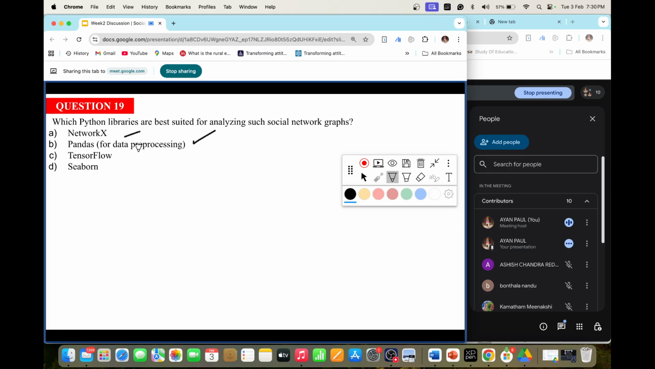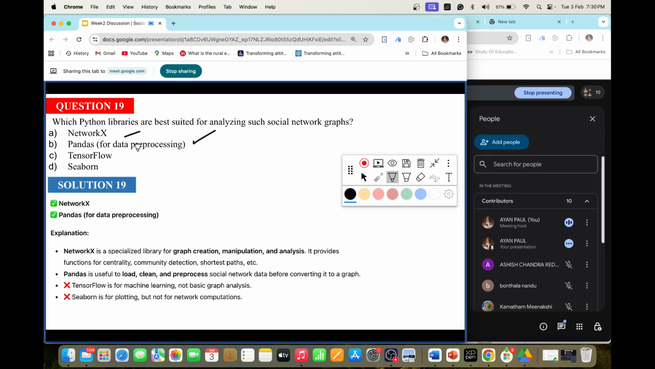So NetworkX and pandas, right? These are the two things. Which Python libraries are best suited? NetworkX and pandas for data pre-processing. We first use pandas for data processing, and after that we can use NetworkX. NetworkX is a specialized library for graph creation, manipulation, and analysis. It provides functions for centrality, community detection, shortest path, etc. Pandas is useful to load, clean, and pre-process social network data before converting it to a graph. TensorFlow is used for machine learning. Seaborn is used for plotting only, not for network computation.